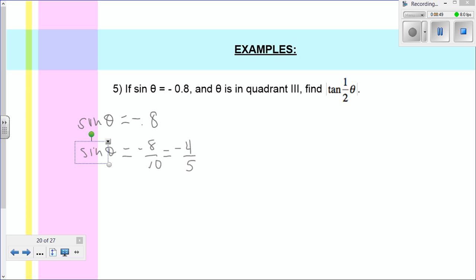And I'm in quadrant 3 because that's what the problem tells me. So I draw my triangle. Sine is opposite, which is 4, over hypotenuse, which is 5, and that's a negative 4. And that means I have a 3, 4, 5, and that has to be a negative 3. All of my formulas use the cosine for half angle, so the cosine of theta is equal to negative 3/5.